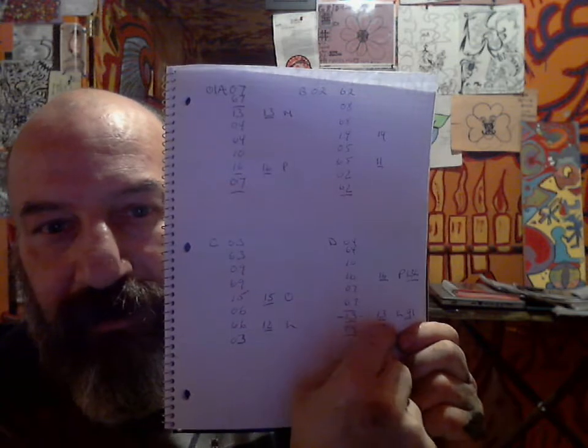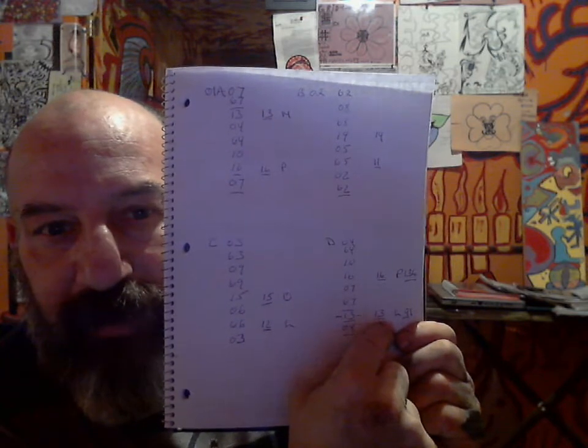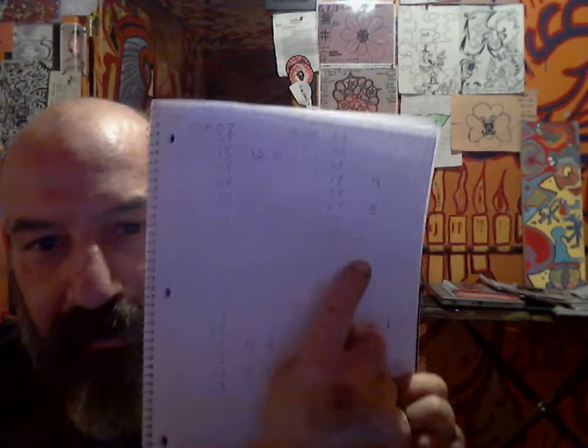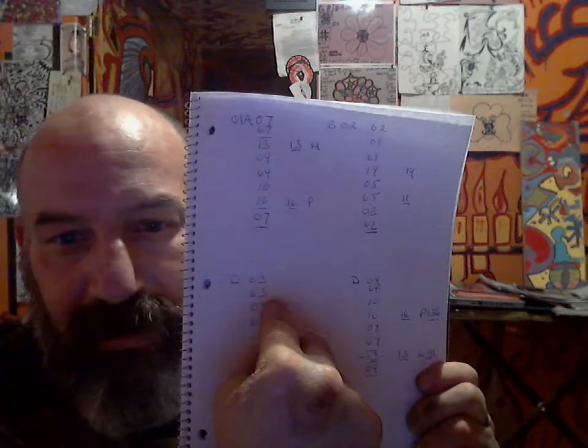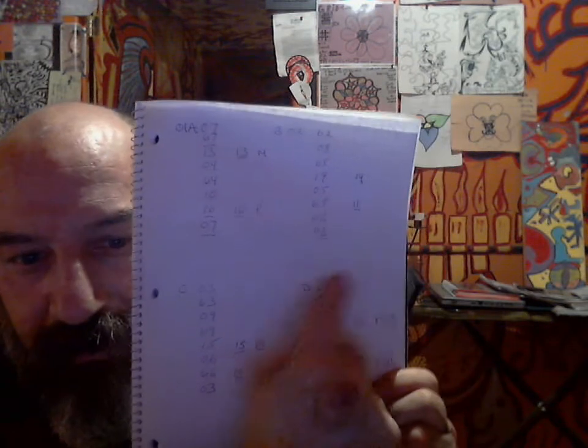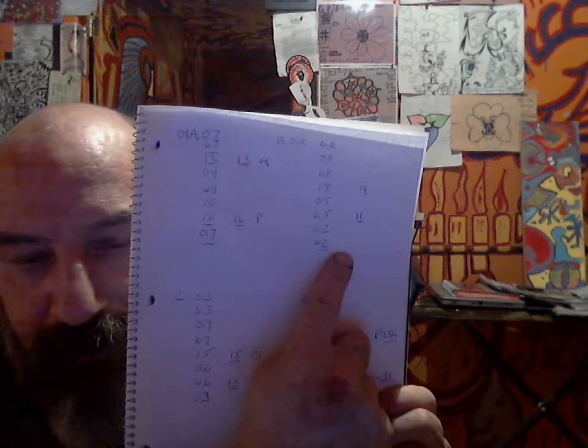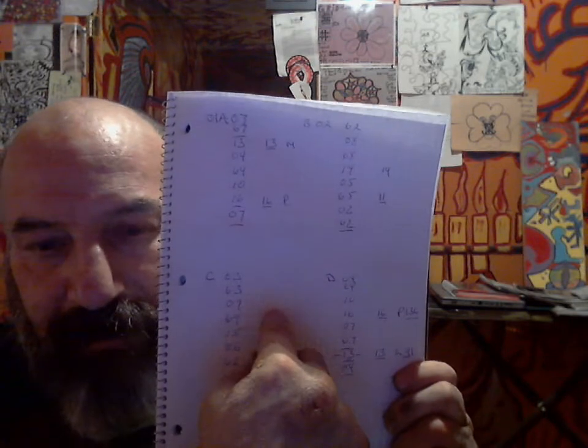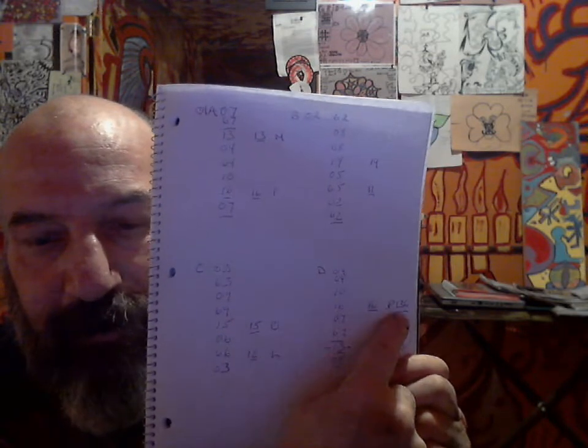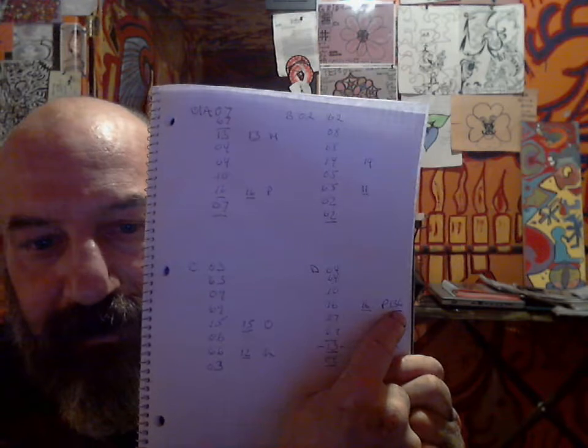A and D, 29 and 29, 58. B and C, 27 and 25, 52. 52 and 58 is 130, becomes 136, means creation of the light.